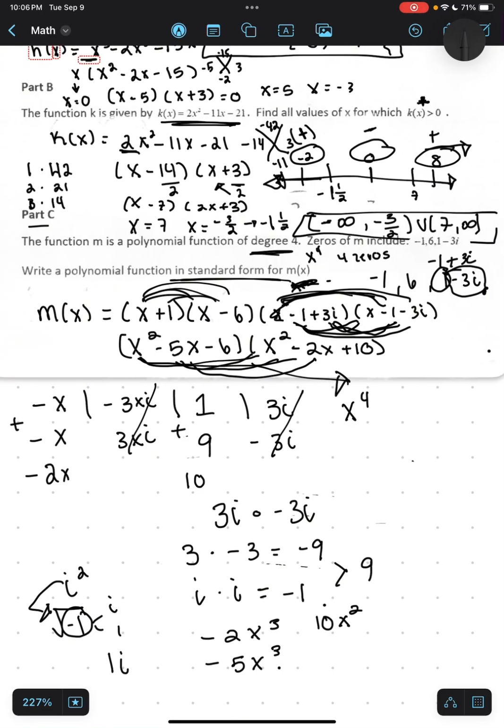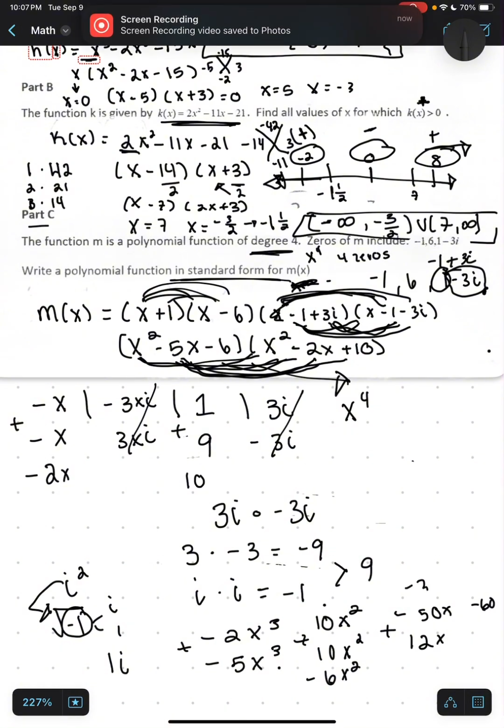So from negative 5x to the 3rd, we go from negative 5x to negative 2 times negative 2x, which gives us positive 10x squared. And then negative 5x times 10 gives us negative 50x. And then we're given negative 6 times x squared, which is negative 6x squared. And then negative 6 times negative 2x is positive 12x. And then negative 6 times 10 is negative 60. So then x to the 4th, we add these together. Okay, so negative 50 plus 12 is negative 38x.